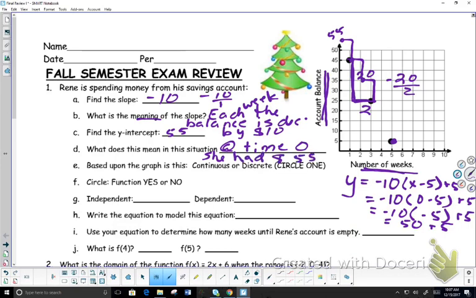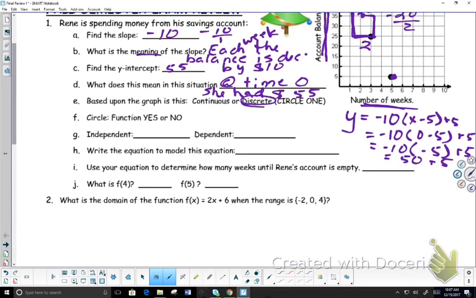Yes, Renee, okay. I was wondering. I said she. Based upon the graph, is it continuous or discrete? Well, based upon the graph, it's discrete. And once again, as I talked to you about a savings account, you typically take amounts out in an increment. There's no card where you can use it like a checking account.